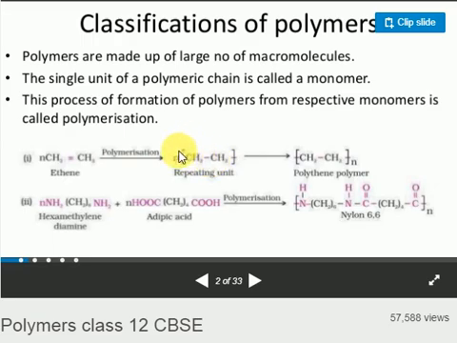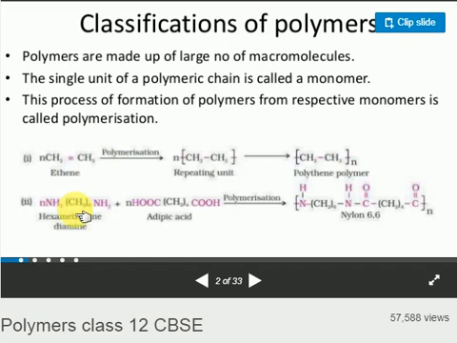These kinds of monomers are joined together, repeating. This is the monomer, repeating like n molecules. They form a large number of molecules called polymers. This is called polyethylene. This is the ethylene molecule, this is ethene. This is the polyethylene polymer. Clear? Next one is nylon.